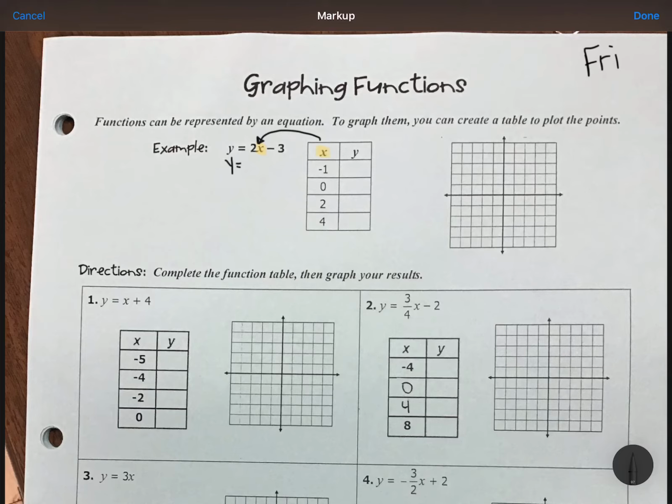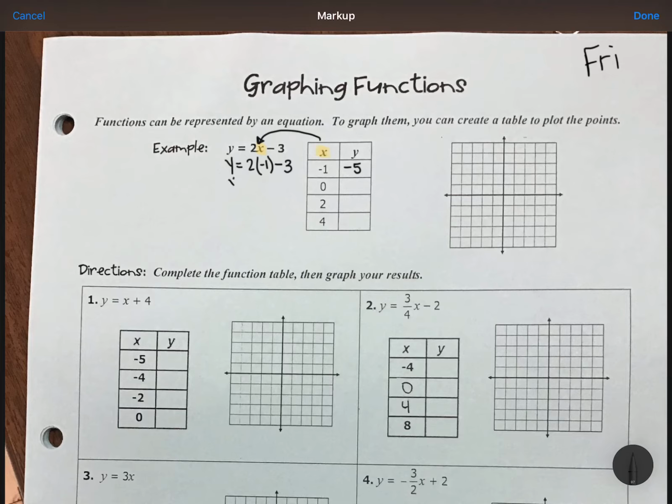So the first one is going to be y equals 2 times, we're going to replace the x with a -1, and then keep the -3. Then you can use the calculator or just your mental math and determine what that y value would equal when you plugged in -1. So 2 times -1 is -2, take away 3 is -5. So I'd put that into the y column next to the -1.